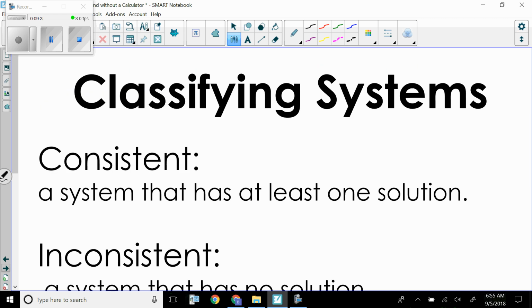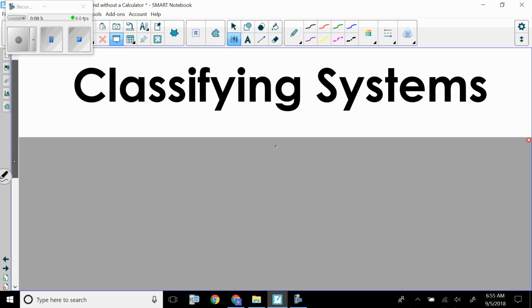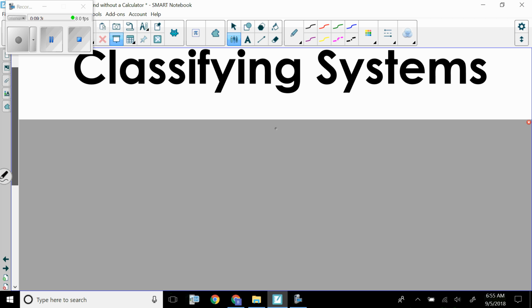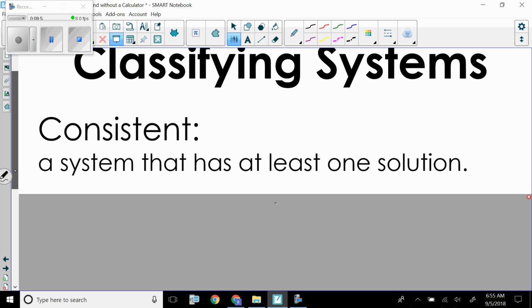All right, we actually have words to describe these situations. So here, as I go down through, we're going to need to be able to classify a system, depending on how many times a system has intersections. It is known as a consistent system if it has at least one solution. This is a great time to pause the video. I'm going to keep going. Pause the video so you can catch up.